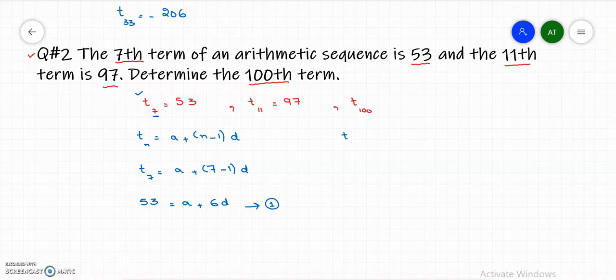Let me write down the formula again. Tn would be equal to a plus (n minus 1) times d.